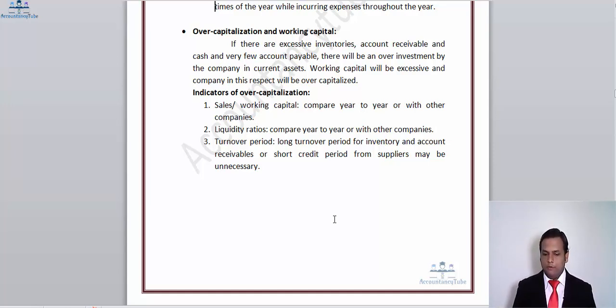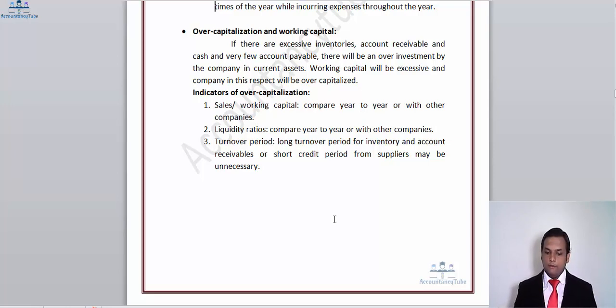Comparing year to year, we have got indicators as well over here. Now, overcapitalization basically implies that we are putting too much funds in our current assets, which might not be needed at that time. As a result, we are just wasting our resources in our premises. What we could have done is use those resources to obtain benefit. Instead, we are just wasting it away in the form of working capital.